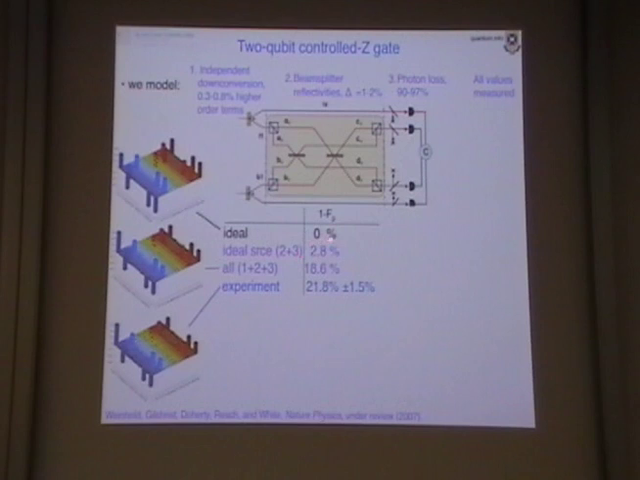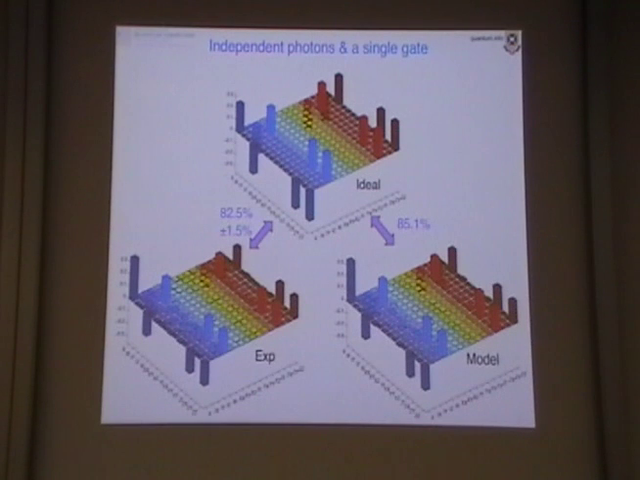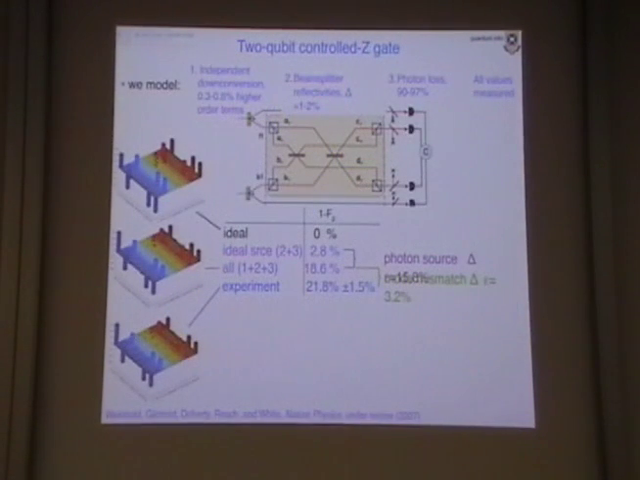There's also some error due to the fact that these beam splitters aren't perfect. That's about 3% error. And then you can explain this is the ideal process matrix for such a gate. This is the model process matrix, and this is the experimental process matrix. And if we zoom in and look how well they overlap, the ideal and the experiment overlap by about 82%. The model and experiment overlap by about 85%, and the agreement between our model and experiment is 98%. So we know pretty well what's going on, and these higher order terms are a problem.